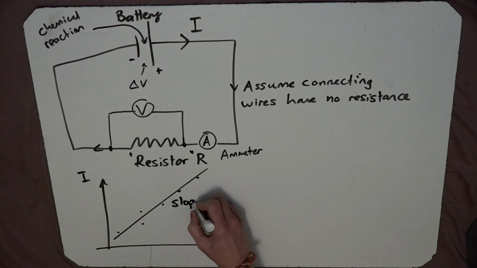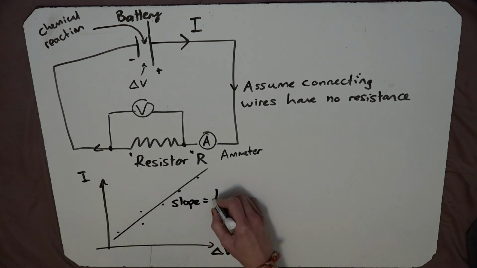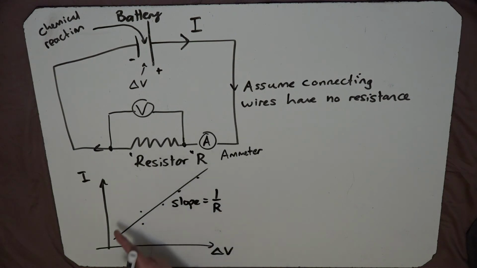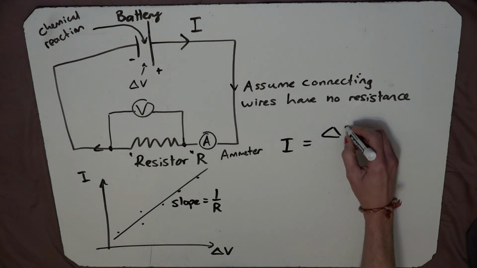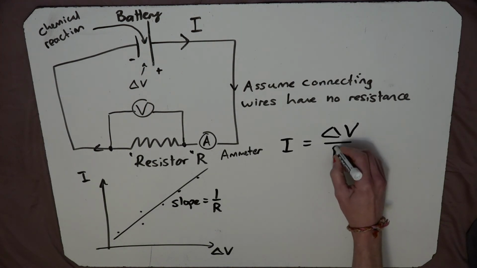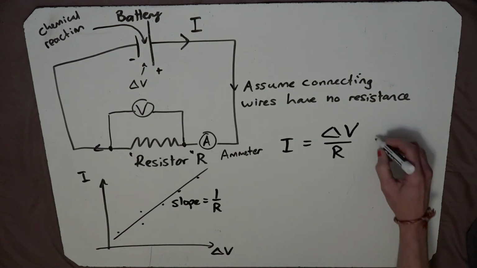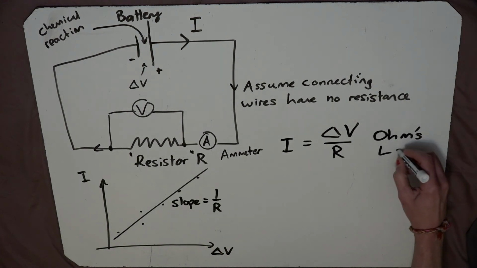The slope of this line is equal to 1 over the resistance, and so we get an equation that relates the current through the resistor to the potential difference across the resistor and the resistance of the resistor. The current is equal to the potential difference divided by the resistance, and this is called Ohm's law.